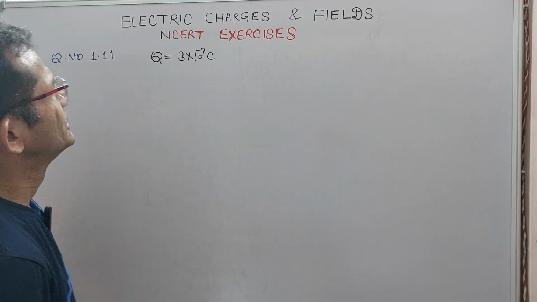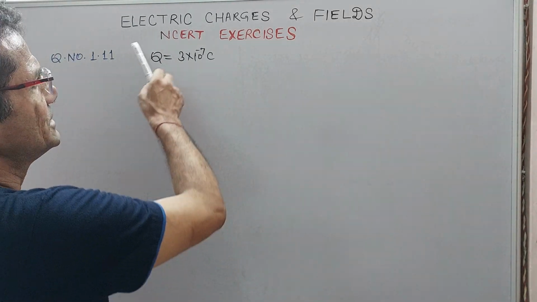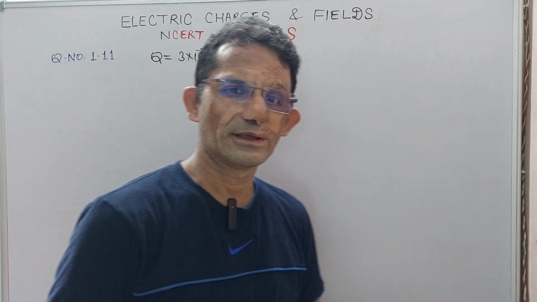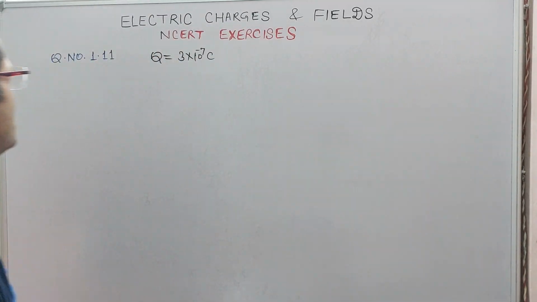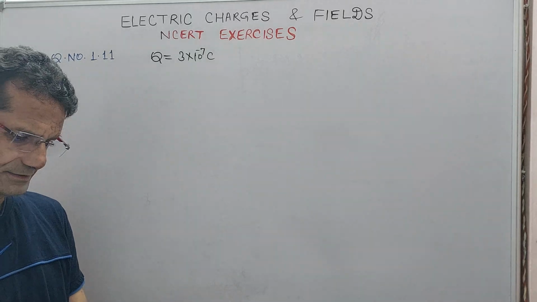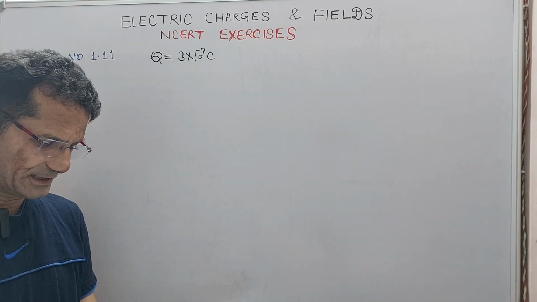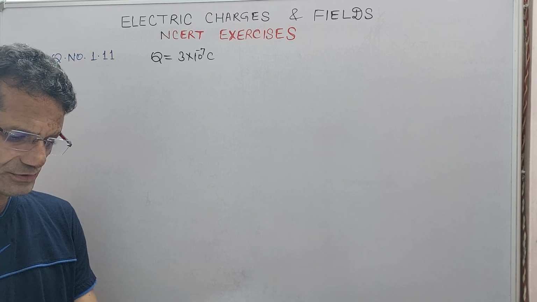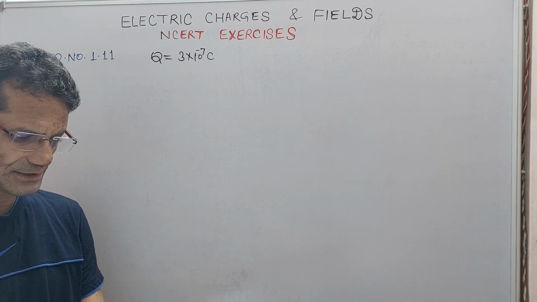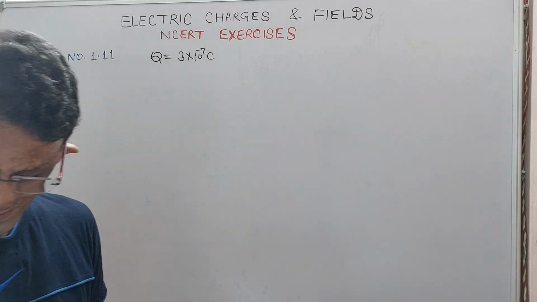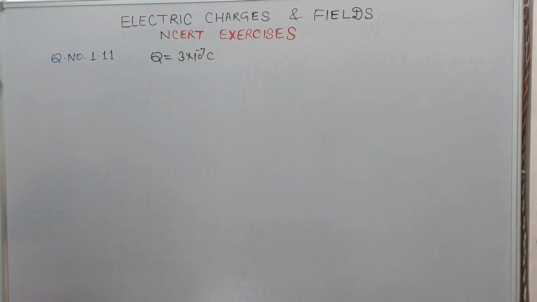We will continue from the last topic, which is the exercise on electric charges and fields. We will follow the NCERT book. Now question number 1.11. It is asked: a polythene piece rubbed with wool is found to have a negative charge of some value. First question: estimate the number of electrons transferred, and from which to which.